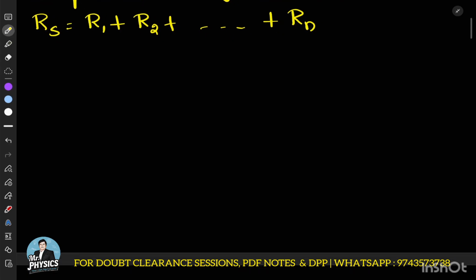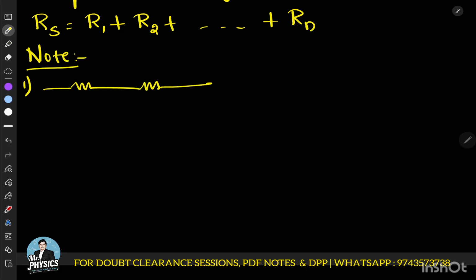For more explanation about series combination, I am taking a few note points here which are very essential to solve any kind of circuit, whether it is series or mixed grouping. We are going to use these rules to find the values. In the first note point, 3 resistors, that is 1 ohm, 2 ohm, 3 ohm are in series. Then Rs is 1 plus 2 plus 3, that becomes 6 ohm.